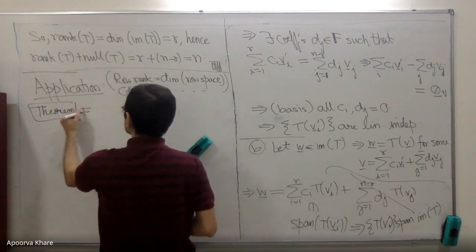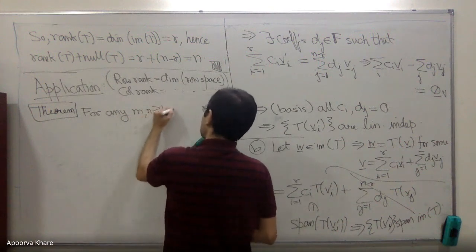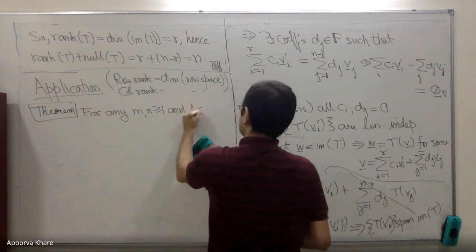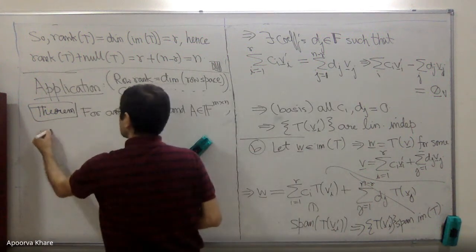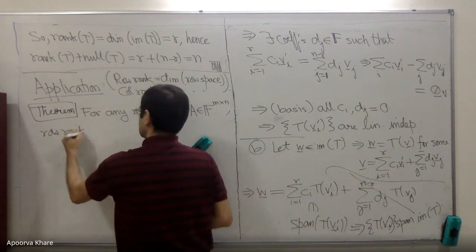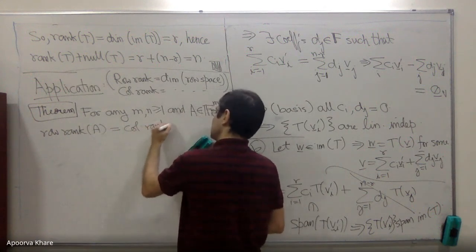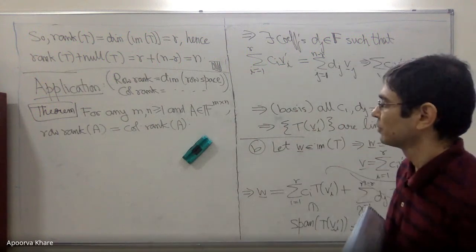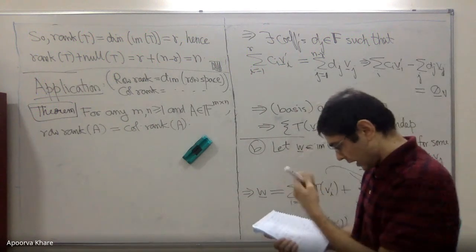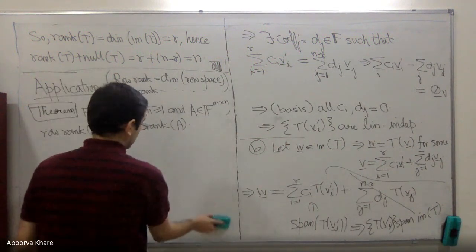So for any matrix, for any m, n bigger or equal to 1 and a matrix A in F to the m cross n, the row rank of A equals the column rank of A. That is the claim. For every field, and that doesn't matter. Okay, let's prove this and then we will stop today.